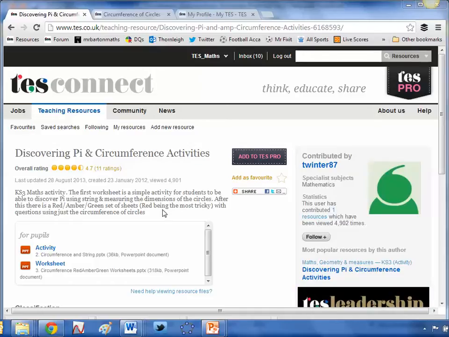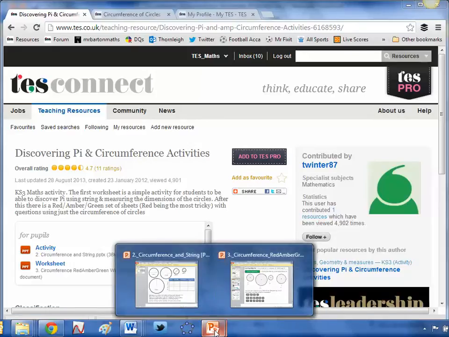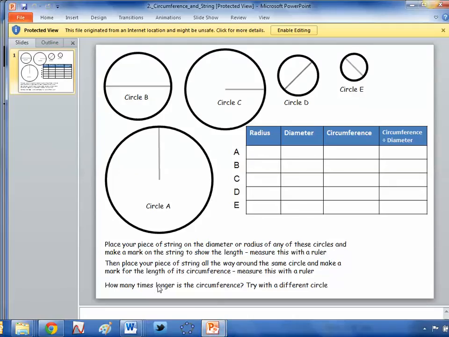So let's start with this, discovering pi and circumference activities. Now this starts off with a really nice idea that I'm sure you've used before, and that's to get students to actually discover pi for themselves by measuring with a bit of string the circumference of the circle, and then measuring with a ruler the radius and working out the diameter, and then seeing if they can spot how many times bigger the circumference is than the radius and the diameter. And it's a fascinating thing for students when they actually discover that all the measurements and all the numbers are coming out to be the same thing.